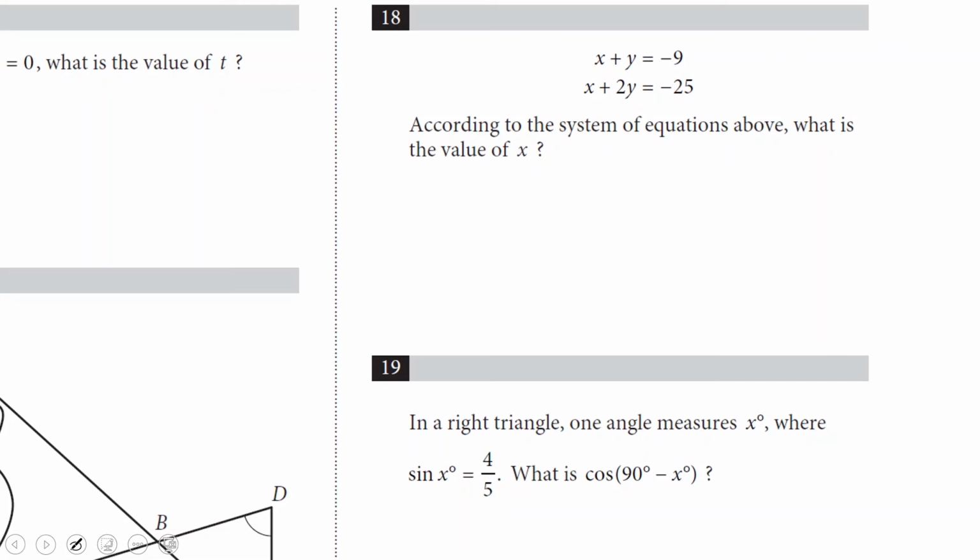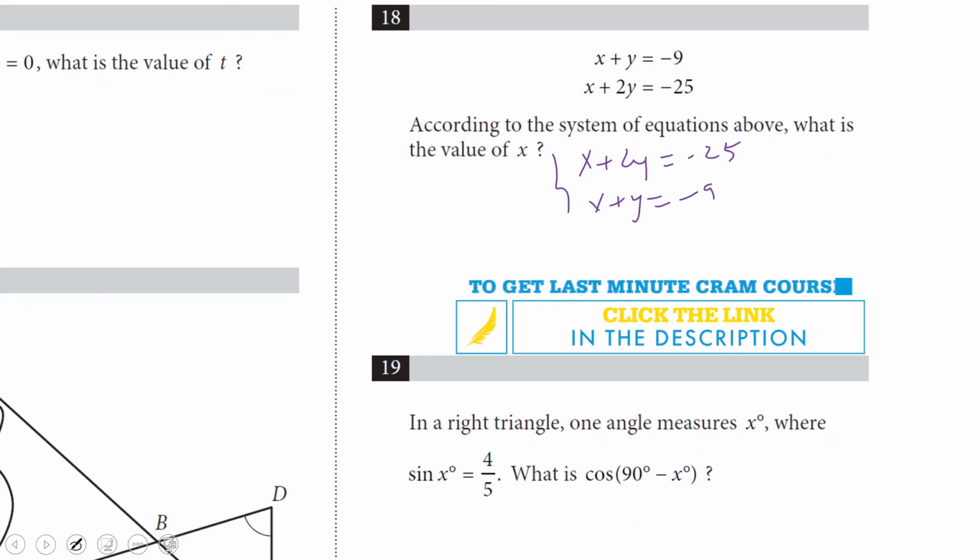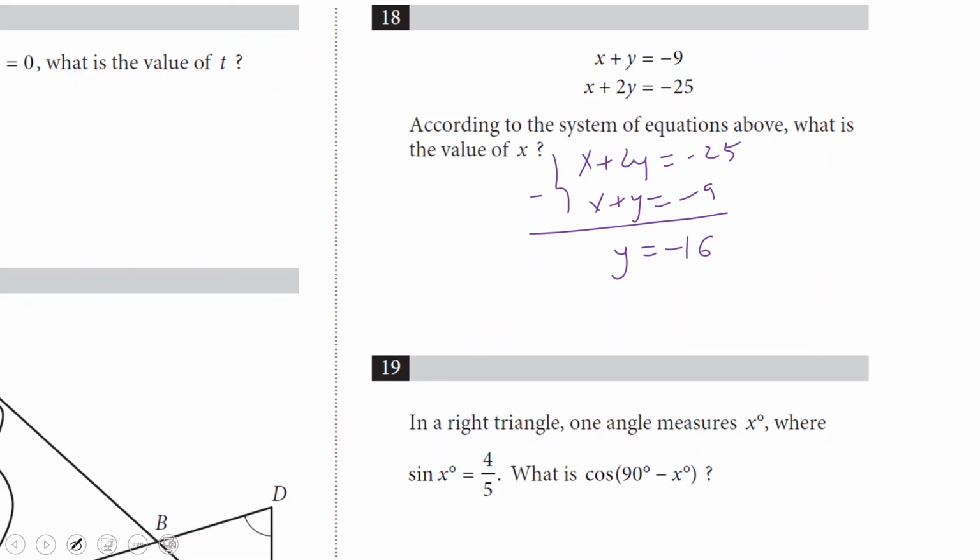Next, according to the system equation, what is the value of x? All right, what I would do right here is let me actually rewrite x plus 2y is equal to negative 25, x plus y is equal to minus 9, minus, so we get y is equal to negative 16, is it? Yes. And then let's plug it into the first one. So x minus 16 is equal to minus 9, so x is equal to positive 7.